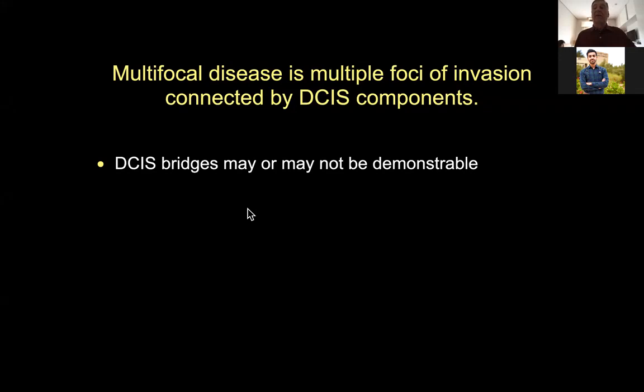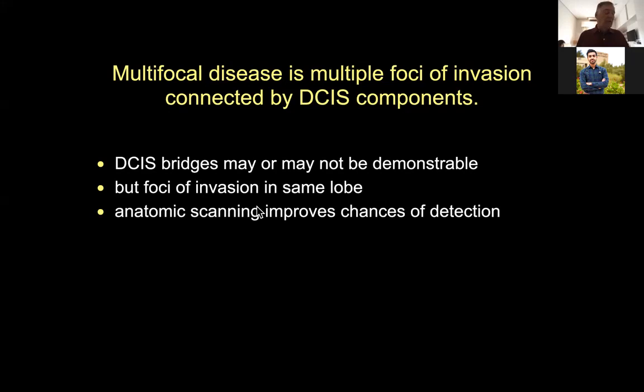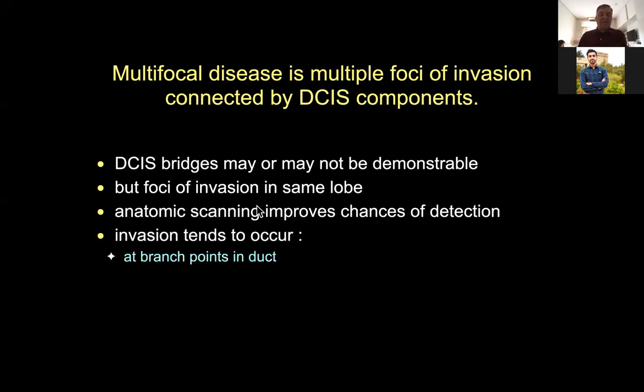Another thing is that micropapillary can seed. So it doesn't have to grow continuously. These cells can wash down the duct in the fluid and then attach somewhere else. So that's another possibility. But you have to be aware that you won't always be able to show DCIS components connecting multifocal AABs. Now, where does the invasion tend to occur? Most likely at the branch points of ducts or in cancerized TDLUs.